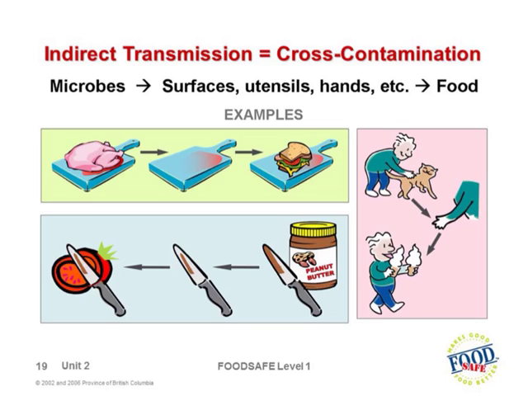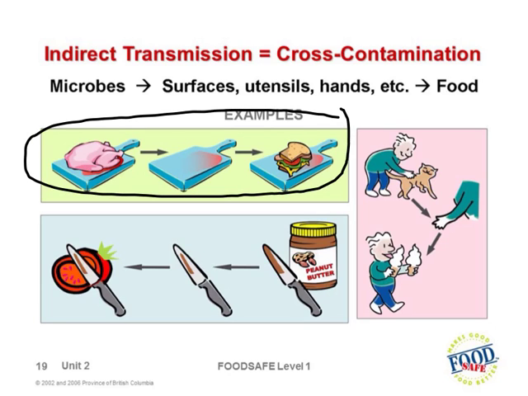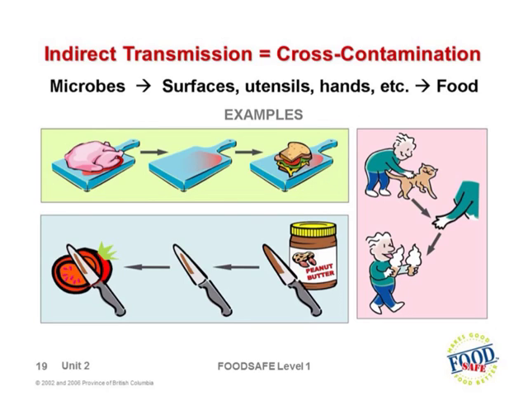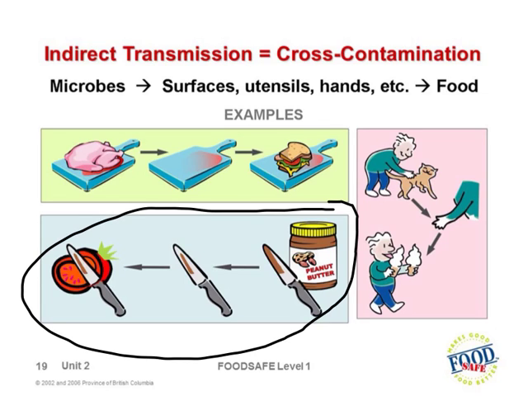So in the top example here, the cutting board was originally used to cut chicken. The cutting board was not sterilized, therefore the chicken microbes were still on the board. Then the sandwich was put on, which means any microbes that are still alive on the board are now transferred onto the sandwich. And because the sandwich isn't going to be cooked, those microbes won't have a chance to be killed.